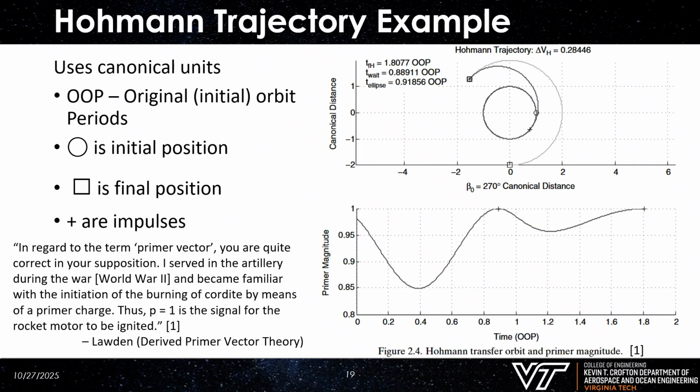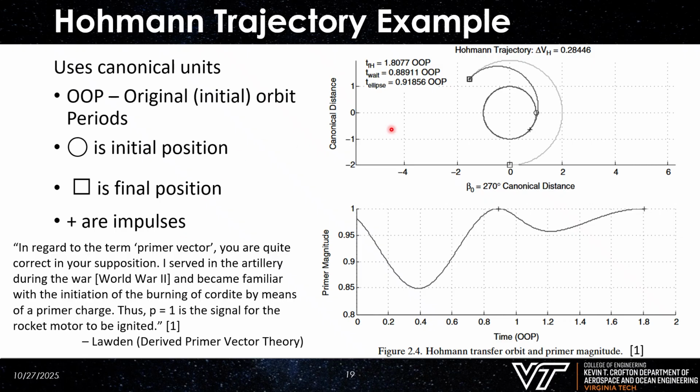Here is an example of a Hohmann trajectory solved using primer vector theory from Prussing's chapter in Conway's Spacecraft Trajectory Optimization. This case here uses canonical units. So OOP is original or initial orbit periods. The circle is the initial position and square is the final position. And pluses are impulses.